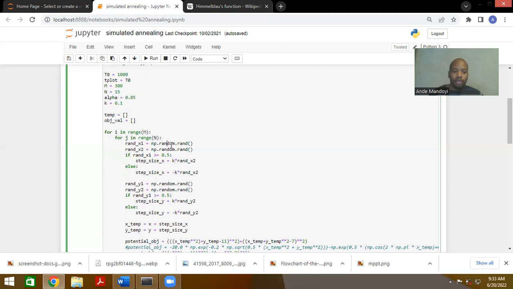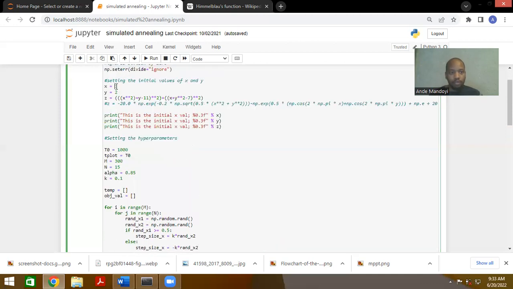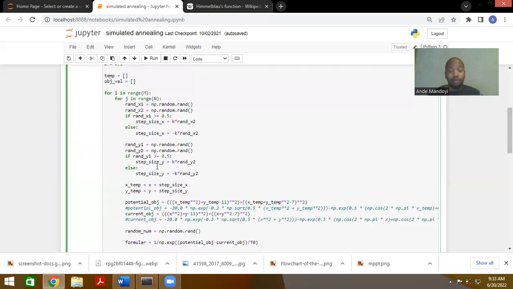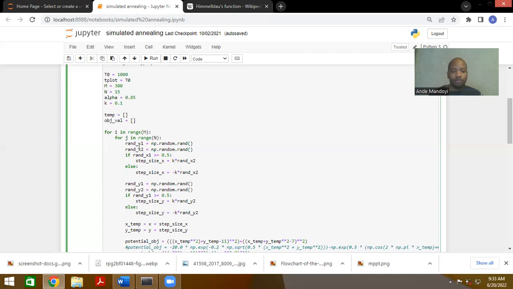We take two random numbers. We call them rand X and rand Y. And then we check, right? Basically, what we want to do with these random numbers is check whether we should increase or decrease our step. So we're going to start at a random point for X, which is 1, and a random point for Y, which is 2. Then we want to check, should our next move be 2.1, for instance, or should it be 2.2? That's all we want to check.